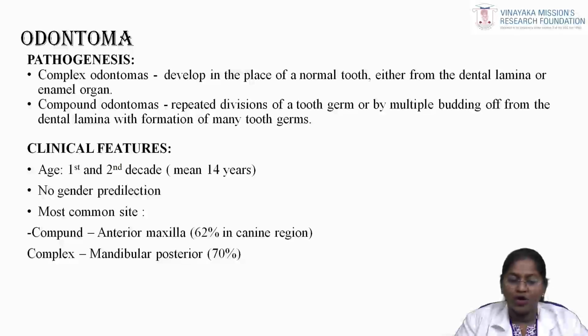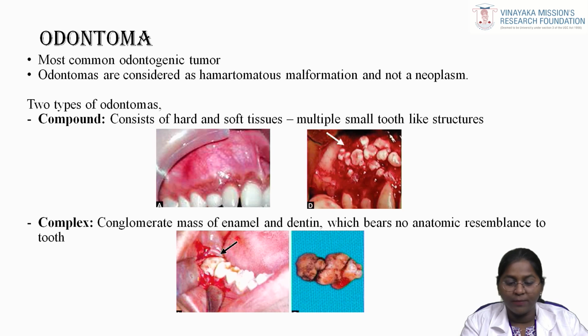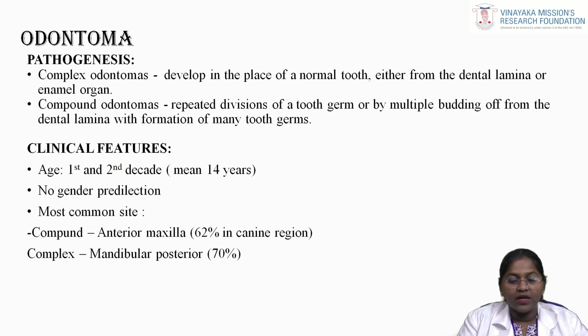So a complex odontoma develops in place of a normal tooth, either from the dental lamina or enamel organ. Here the complex odontoma is present in the area of a normal tooth like the mandibular third molar, whereas the compound odontoma is present due to repeated divisions of a tooth germ, or multiple tooth germs budding off from the dental lamina may fuse and give rise to a compound odontoma.